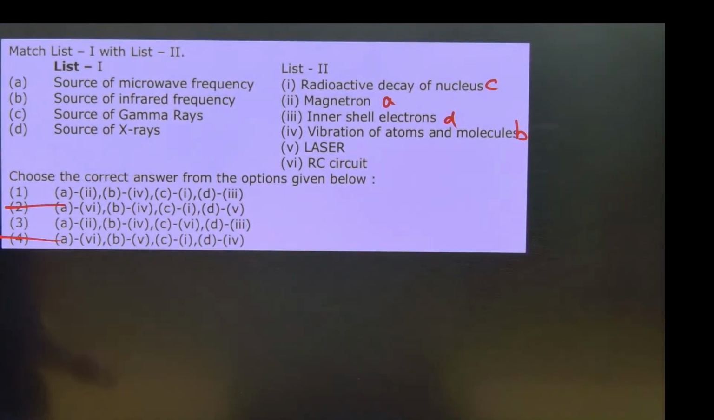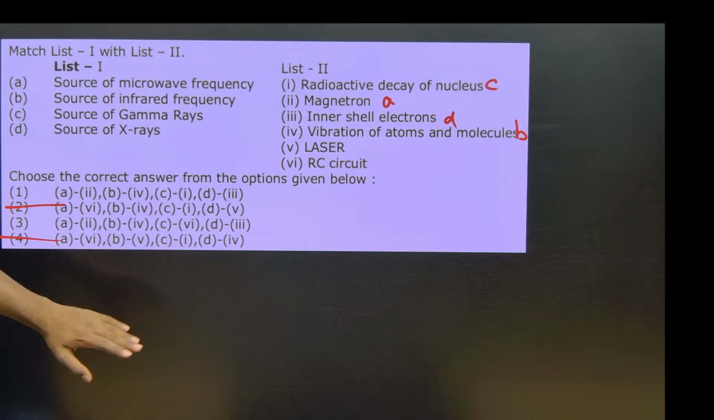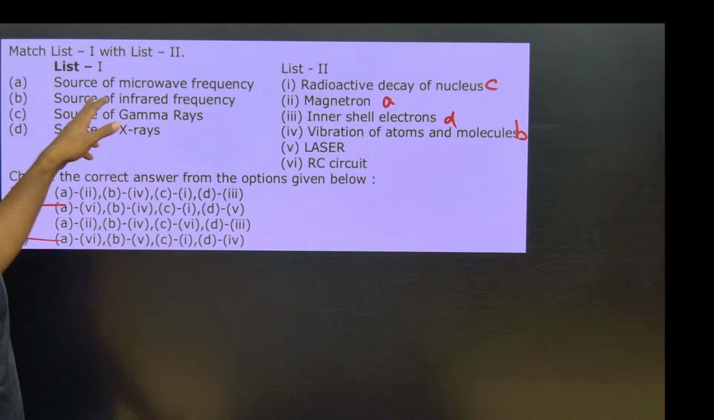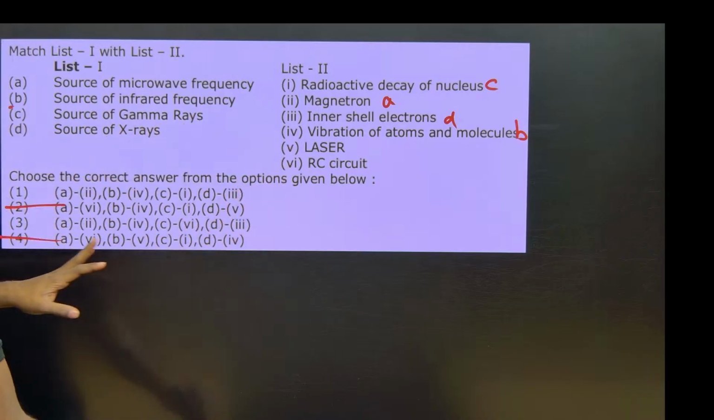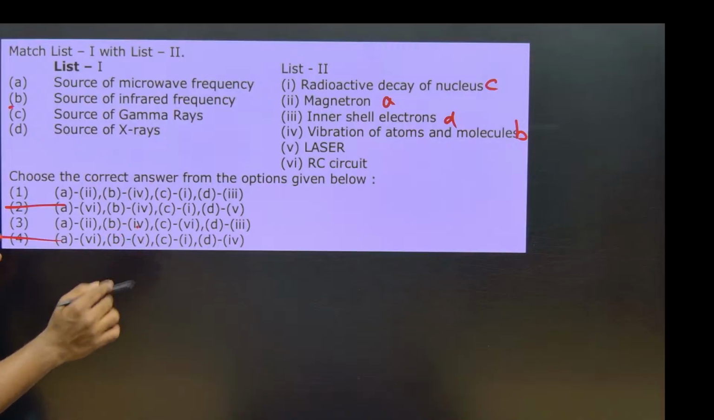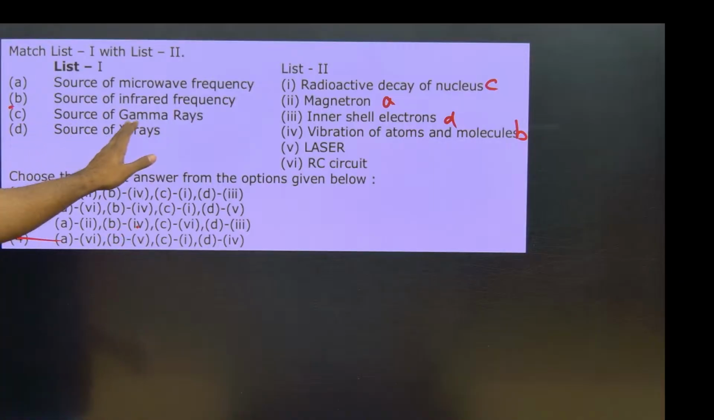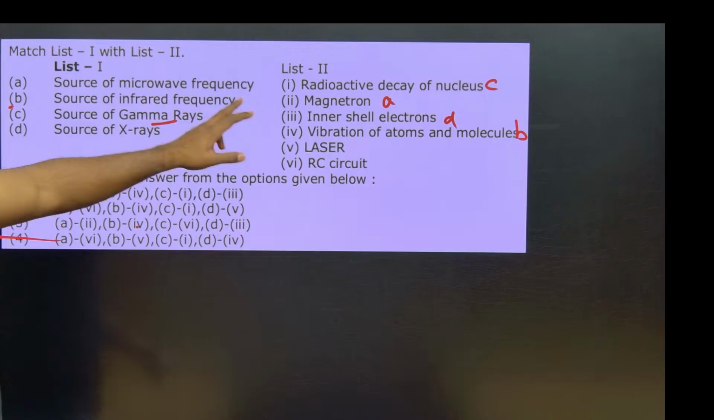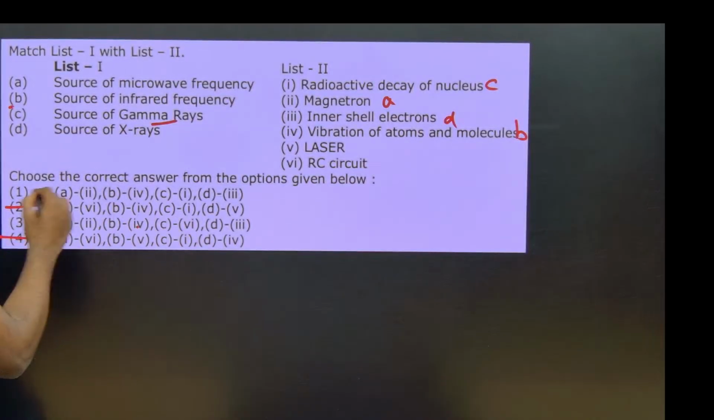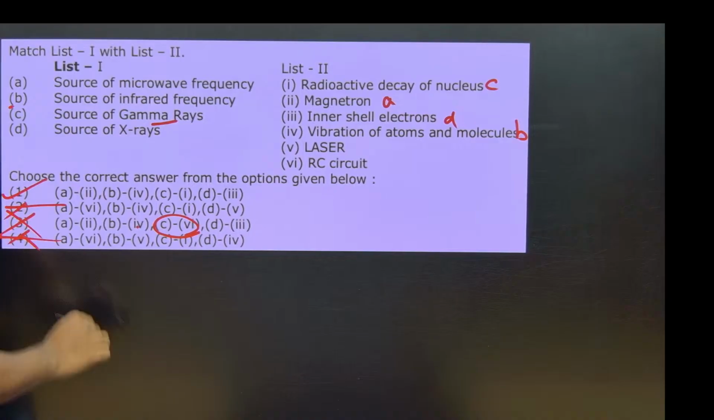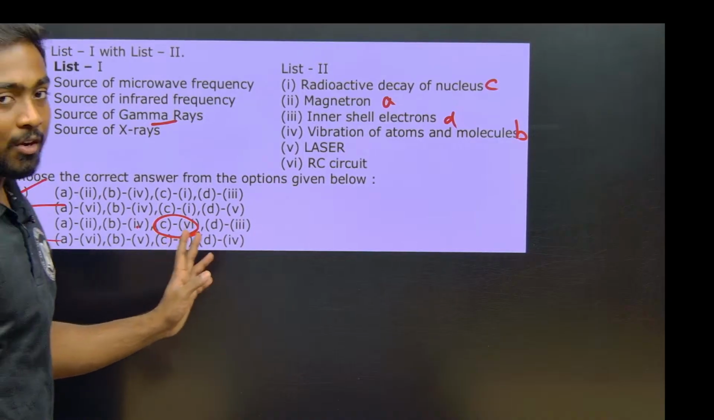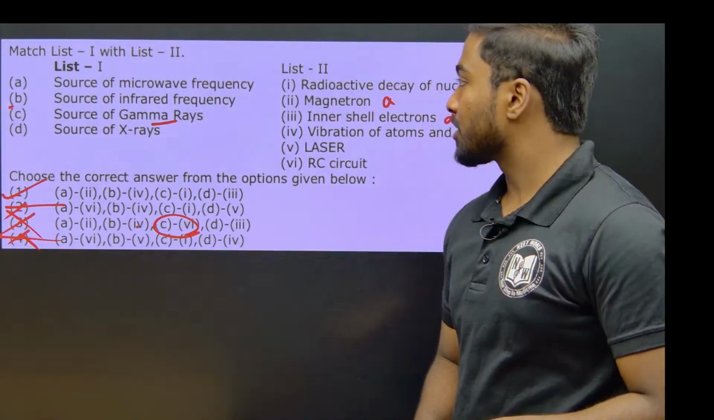So option 2 and option 4 I can eliminate, since option 2 has A as 4 and option 4 has A as 4. So option 1 and 3 are left. For B it is 4, for both of them it is 4. For C, source of gamma rays, they have given 1. So obviously option 1 is the answer, and I can eliminate 2, 3, 4. So option 1 is the correct answer for the given question.